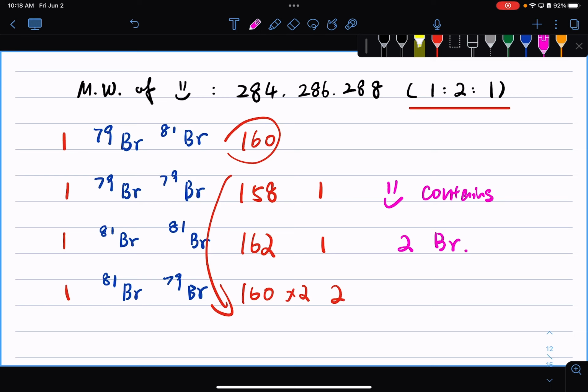Now, by doing this, what we can derive is we find out that our molecule contains 2 bromine somewhere. So we know this equals 2 bromine atoms. Okay, so nevertheless, now we have that. We know that our molecule contains 2 bromine elements. What else information do we have in our mass spectrum?